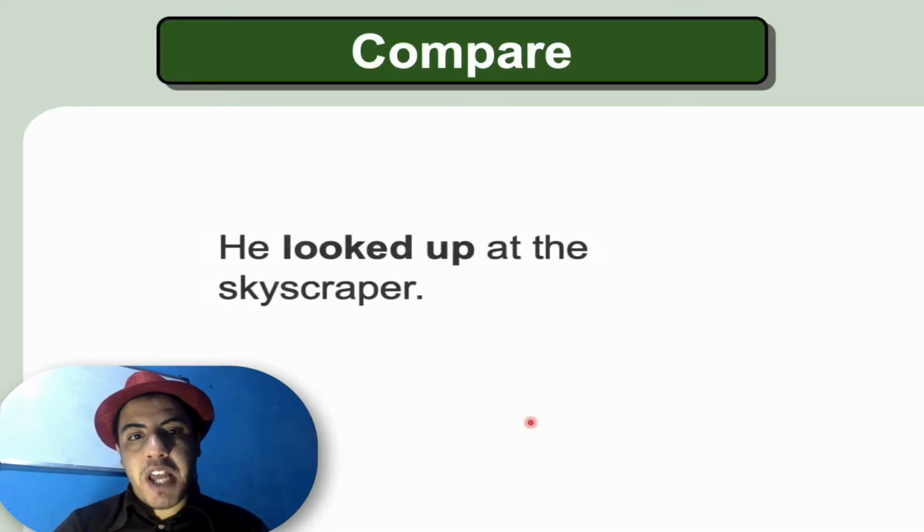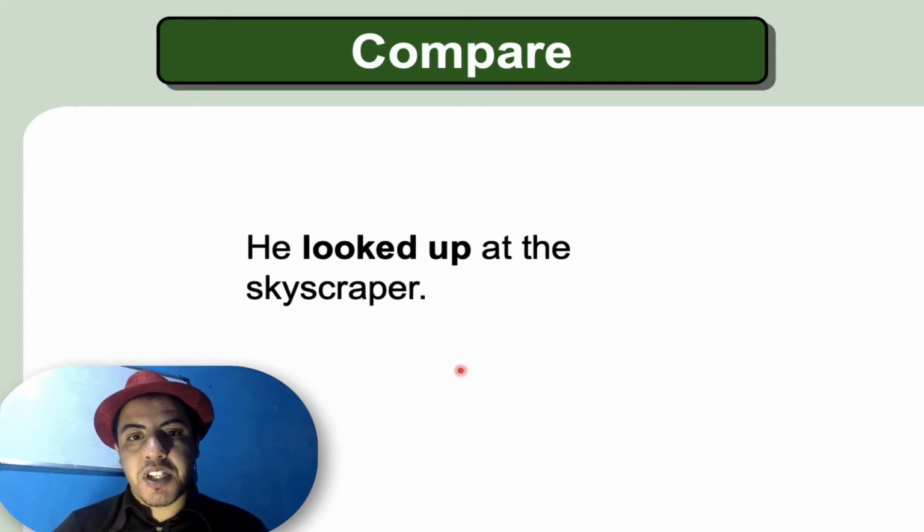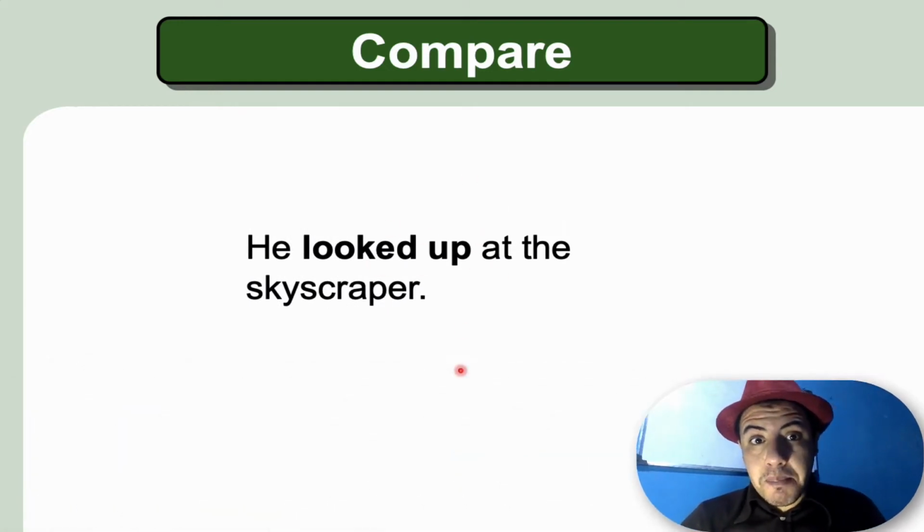So first of all, here we have a sentence and I want you to read the sentence and tell me what it means. So we have: he looked up at the skyscraper. Okay, so he looked up at the skyscraper. So what does it mean? He looked up, right?